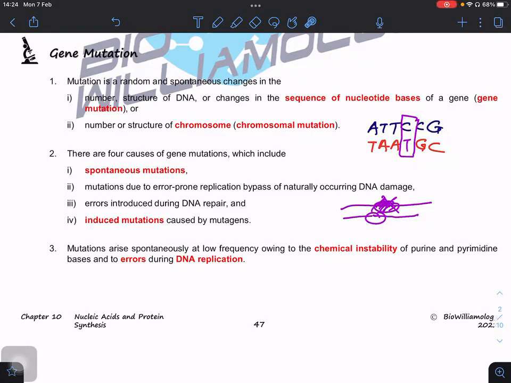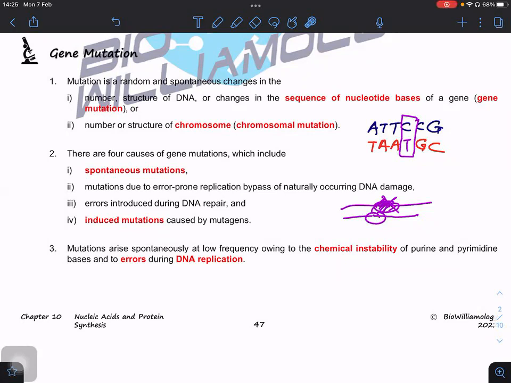So this can happen. The last one is called induced mutation by mutagen. What is induced mutation? Induced mutation basically means that there must be certain chemicals or particular types of agents that cause mutation to take place at a high rate. Now, compare number 1 and number 4. Spontaneous mutation always takes place at a very low rate.